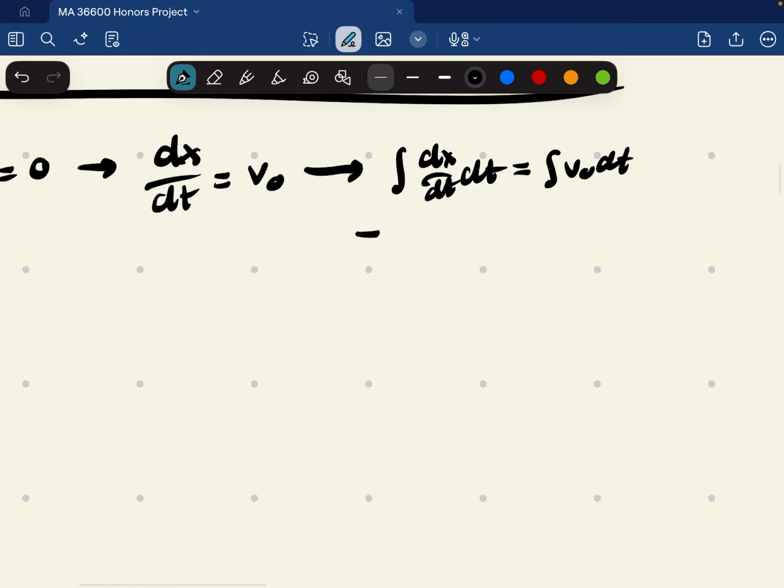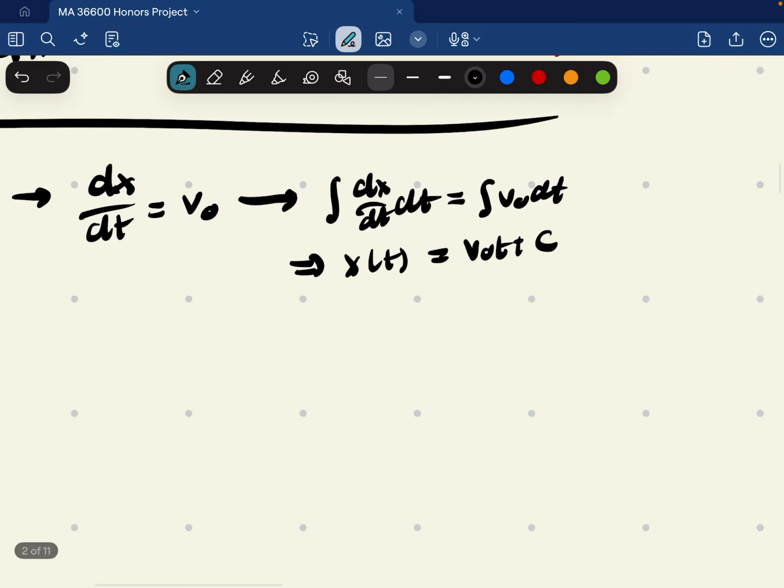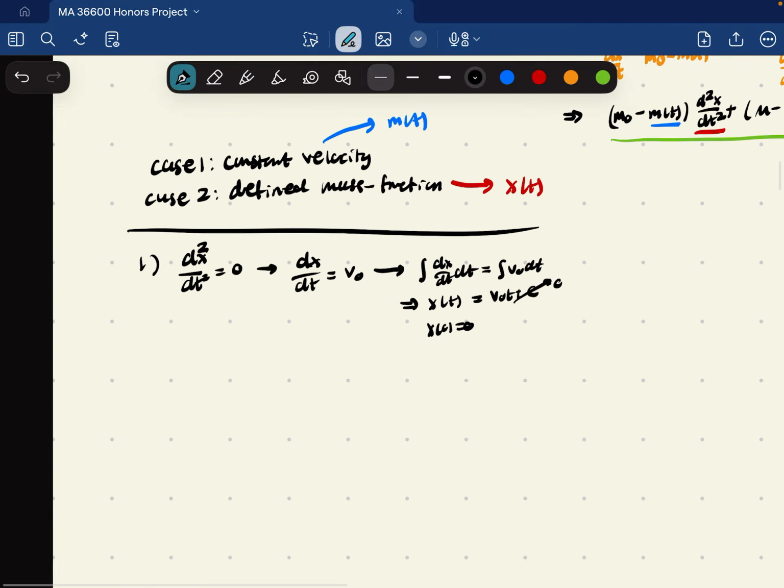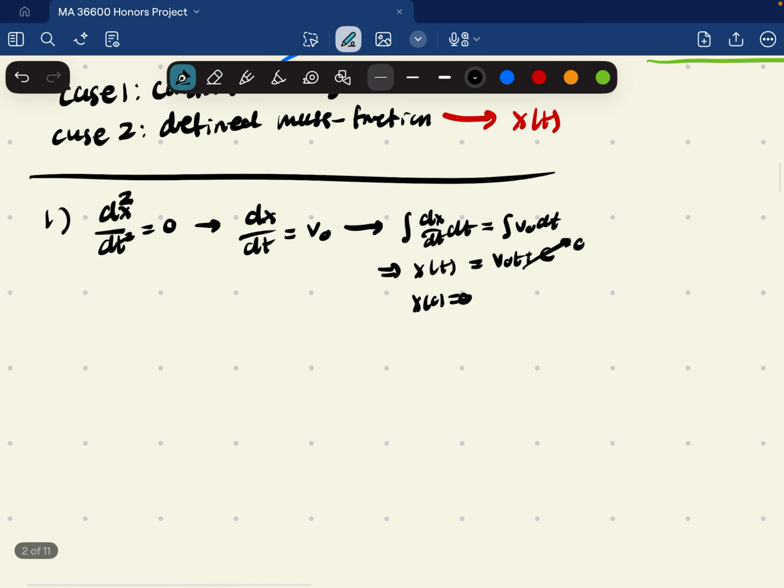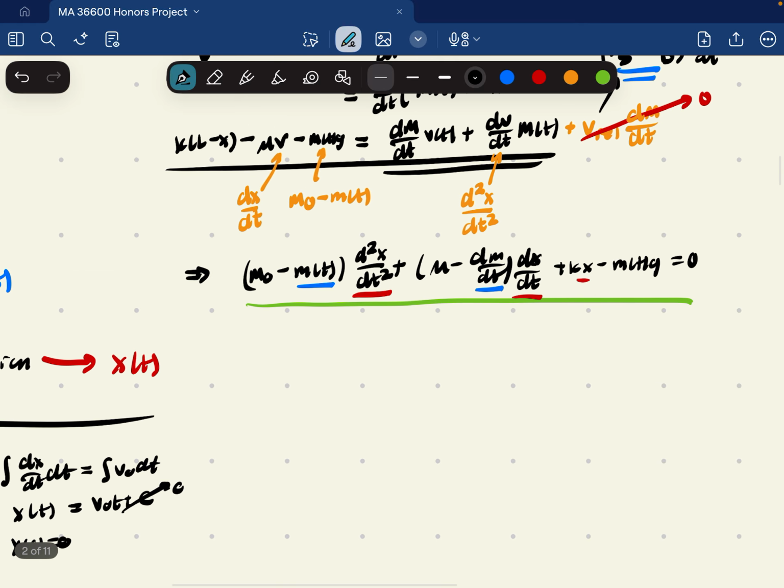Okay. That means that x of t is going to be v naught t plus c. But my initial displacement is 0. So x of 0 is 0, right? So this is just 0. The c is 0. So it's just v naught times t. Okay, so when I use this, I'm going to plug this into this equation right here, right?